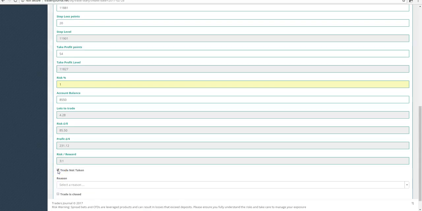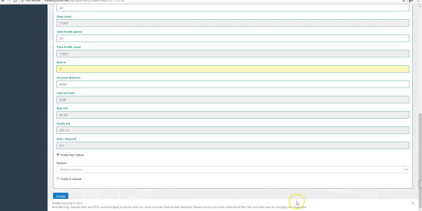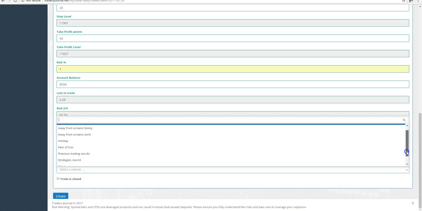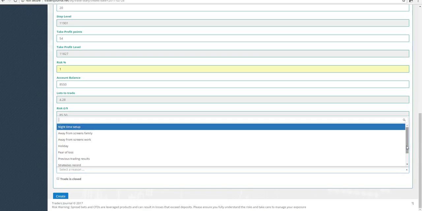You just tick the trade not taken box. What that then does is it brings up this small box which asks for a reason. Why didn't you take it? There are some generic reasons here. Nighttime setup. It was a perfect setup, but it was at night.